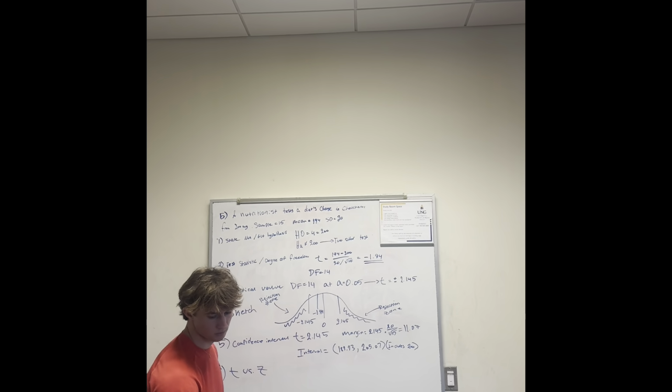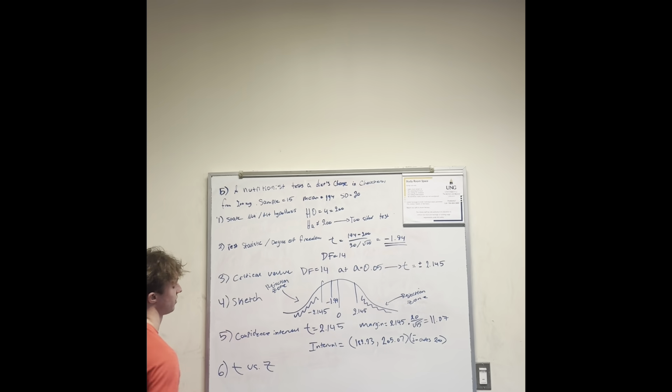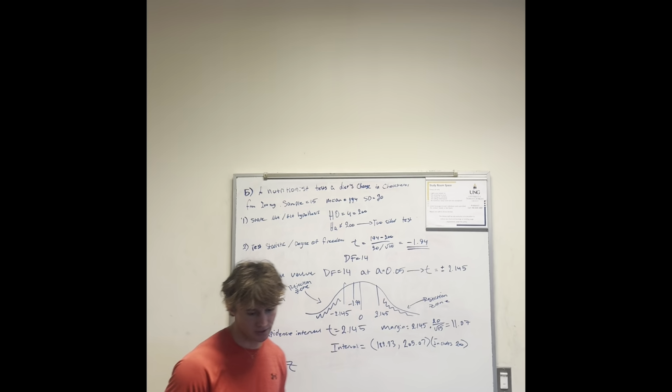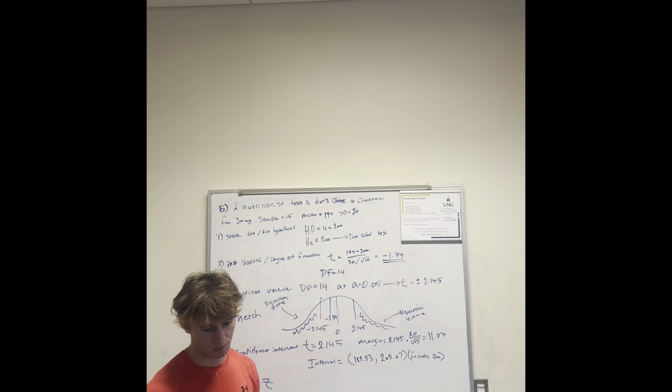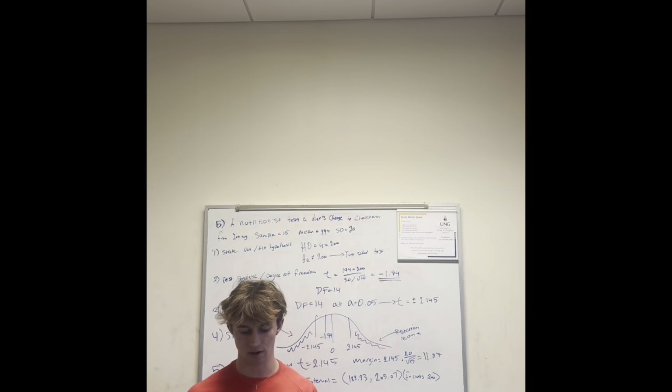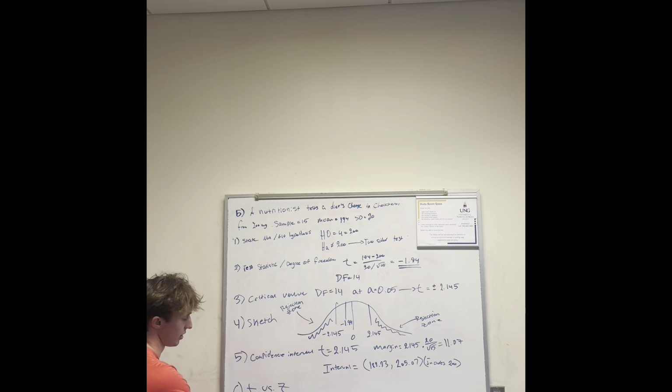Number 6, comparing t versus z, we see that both compare samples to a population, so they can both be used. They stray a little bit because t is used when the population standard deviation is unknown and the sample size is small, so that's where t strays from z.